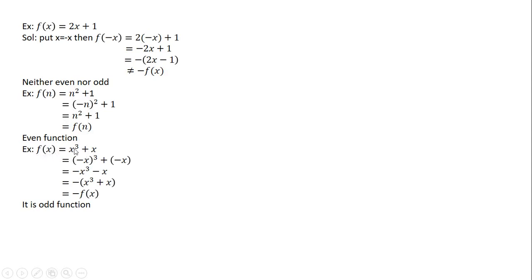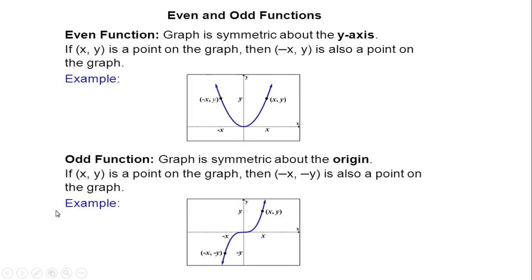f of x equals x cube plus x. We replace x with minus x, then minus x whole cube plus minus x becomes minus x cube minus x. Taking minus common, it is equal to minus f of x, so it is an odd function.